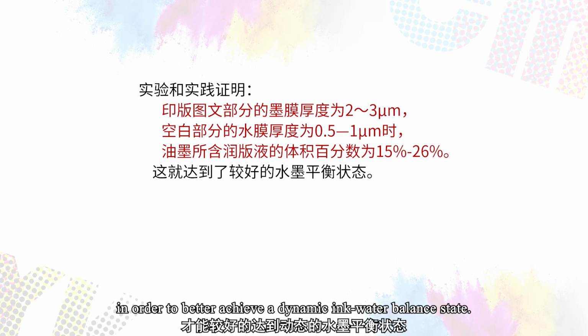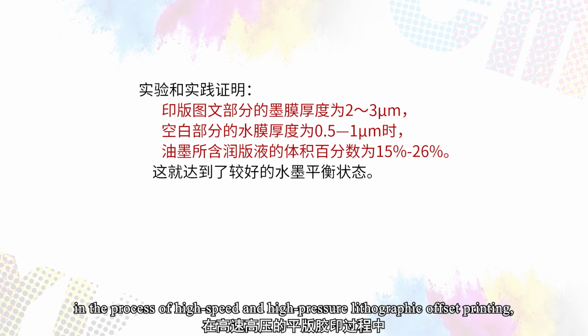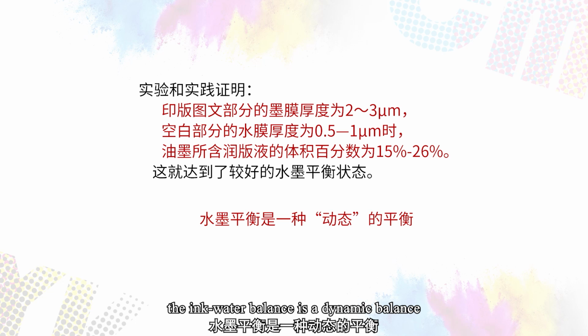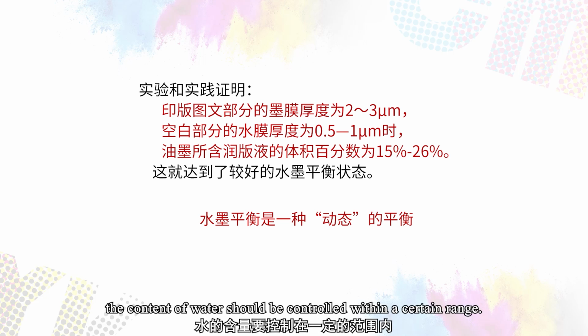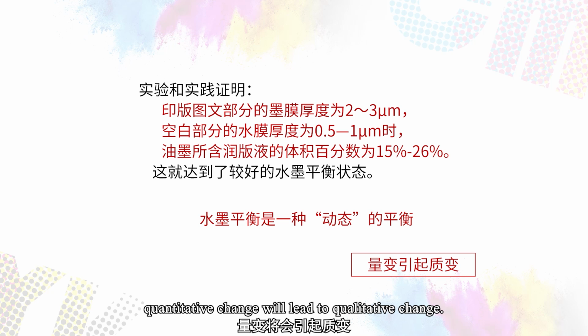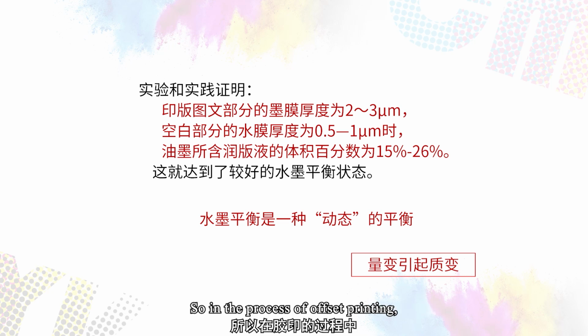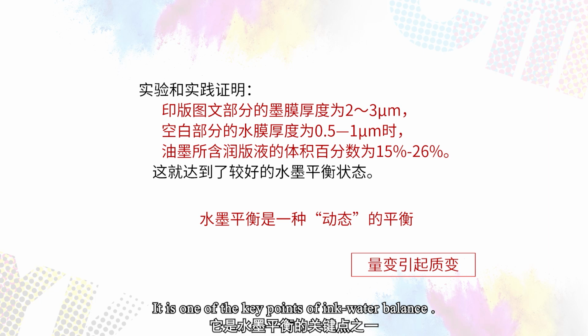And in such a state, in order to better achieve a dynamic ink-water balance state, here we need to emphasize that in the process of high-speed and high-pressure lithographic offset printing, the ink-water balance is a dynamic balance rather than a static equilibrium. In the process, the content of water should be controlled within a certain range. If you go beyond such a range, quantitative change will lead to qualitative change. So in the process of offset printing, the control of fountain solution is particularly important. It is one of the key points of ink-water balance.